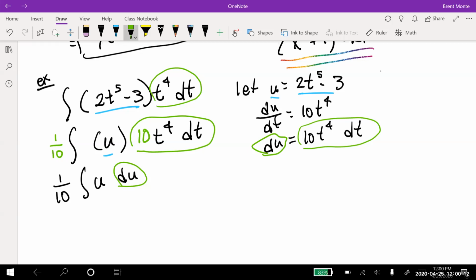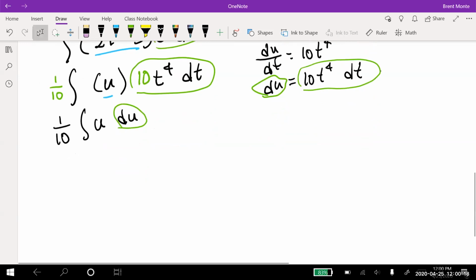But again, I've got u du. I know how to integrate that. That's actually very simple. It just becomes u squared over 2. So I've got the 1/10. This becomes u squared multiplied by the reciprocal, and then put plus c.